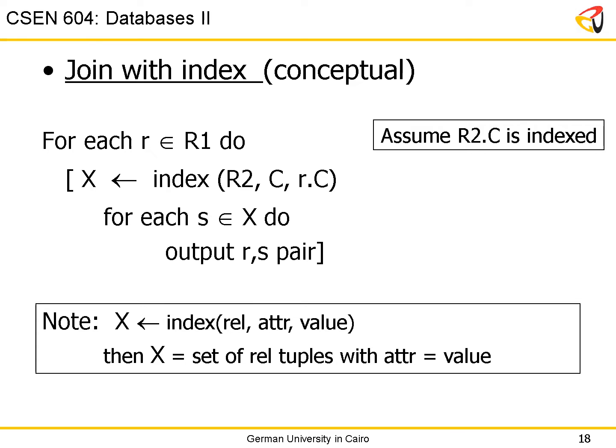So remember, the join is really nothing but a sequence of searches to find, given a value from one relation, if it exists in the other relation. So if R2.C is indexed, we are going to search in R2.C for values that we get from R1.C. The pseudocode looks like this. It says for each R that belongs to R1, do the following. You go to R1, read it page by page, and in every page read row by row, and you look into the R2.C index.